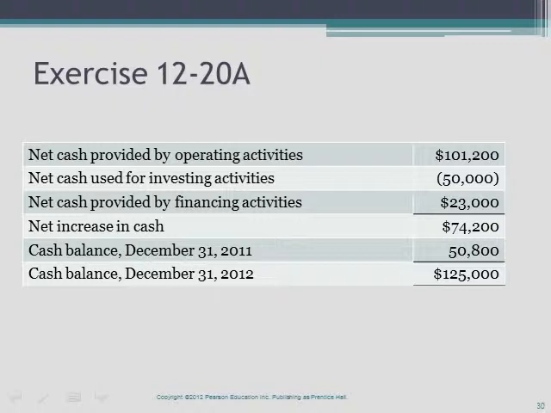When we put all these three sections together, the totals of the operating, investing, and financing activities are combined to determine the net increase in cash, which is $74,200. Next, we prove the cash flow statement works by adding the beginning cash balance to the net increase. This should equal the ending cash balance.